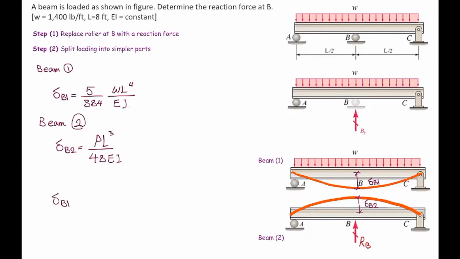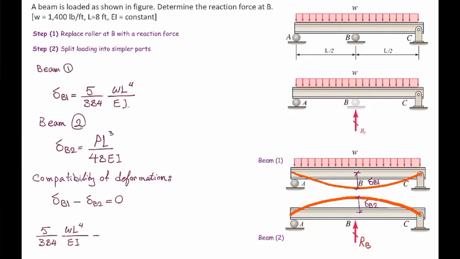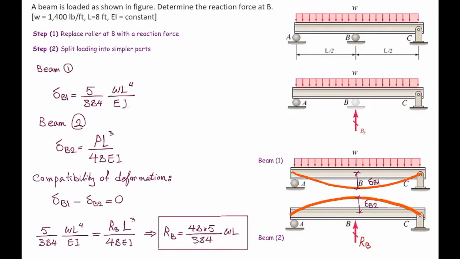So I would say delta B1 plus delta B2 is equal to 0. This is called the compatibility of deformation. Then I'm going to plug in the values and solve for the force. The reaction force is the value of the force acting at the middle part. So I'm going to replace P with R sub B, and then we can solve it for R sub B. Okay. This is the value of the reaction force.